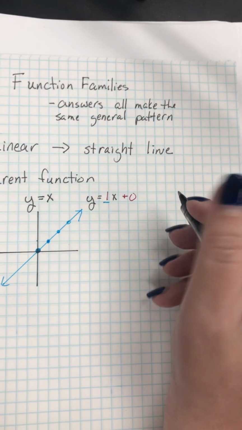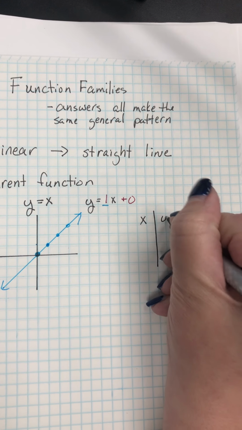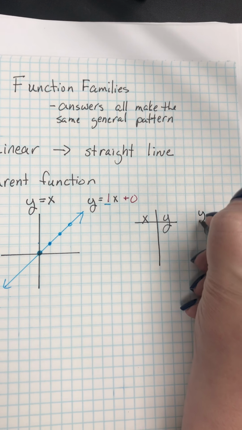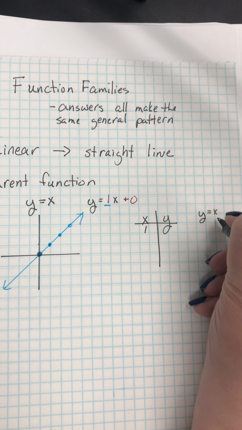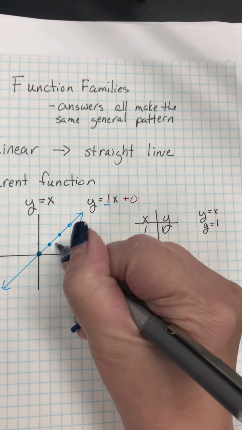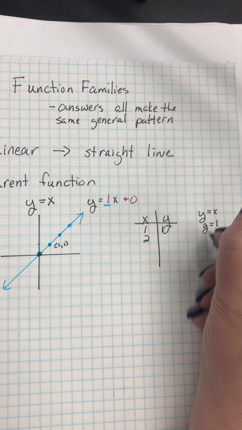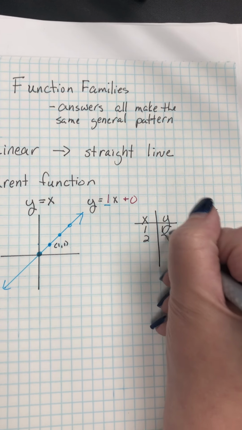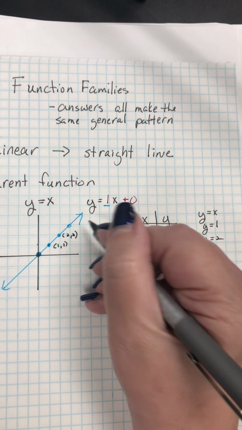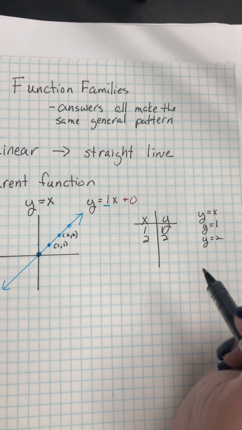Now I want to say that a different way. If we had an input and output table, sometimes we refer to that as a T-table, a T-chart. If I were to take y equals x, when I put in a 1 for x, then y would equal 1. That's why I have an ordered pair here at 1, 1. If I put in a 2 for x, y would equal 2. So again, I have a point at 2, 2. So our pattern remains consistent, and our pattern of our answers makes a straight line.